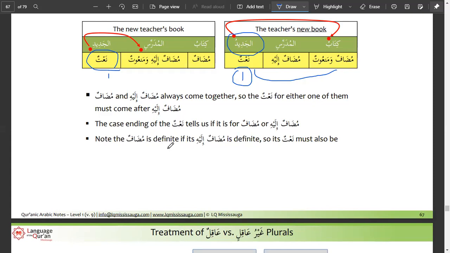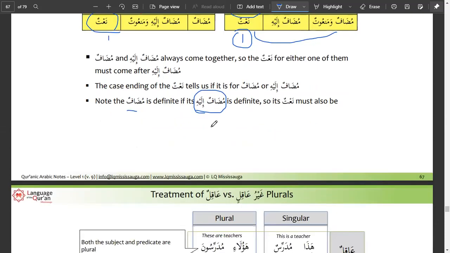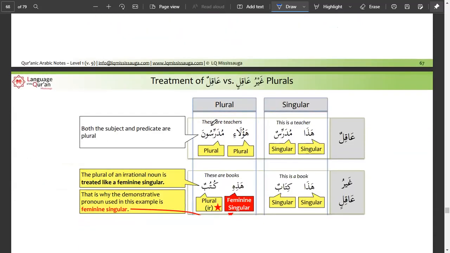Note that the mudaf is definite if its mudaf ilay is definite. It depends on the mudaf ilay. If the mudaf ilay is indefinite, the mudaf is indefinite, and if the mudaf ilay is definite, then the mudaf is definite.